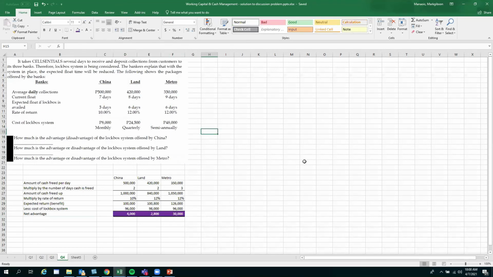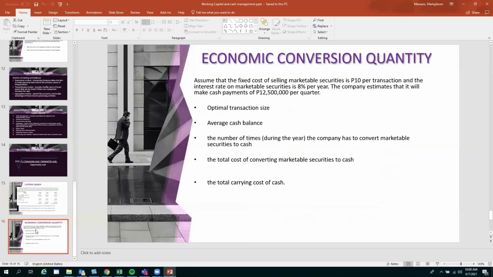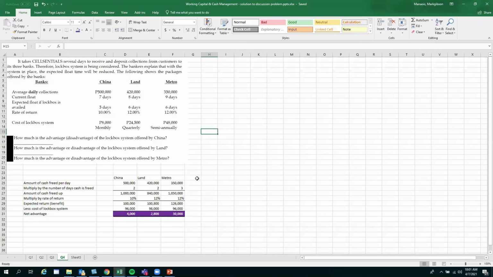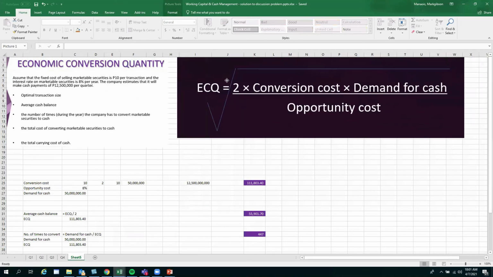Sige. So I hope that's clear enough. Tatlong beses na natin yung tinignan. Let's now go to the last sample problem for this topic on economic conversion quantity. Sige, isa-isahin ulit natin. Pero this time, nilagay ko na ulit yung formula.